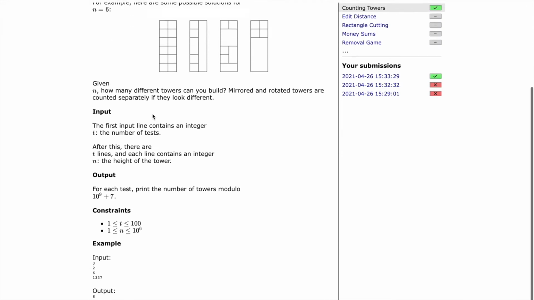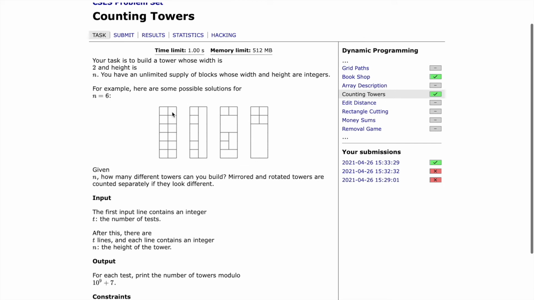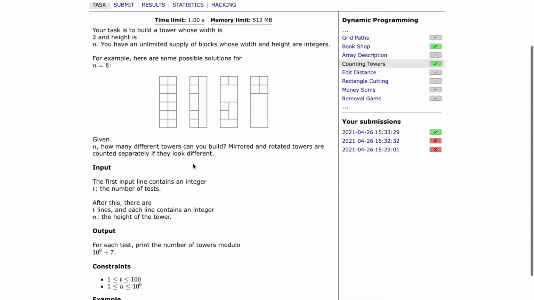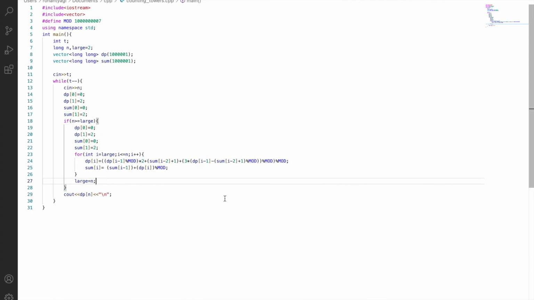So I would be using these two vectors, and you would later see in the solution why I am using the values of summation in this particular problem. So let's head to the solution. Okay, so I have used this dp vector for storing the values of the solution, and another vector called sum for my computation.